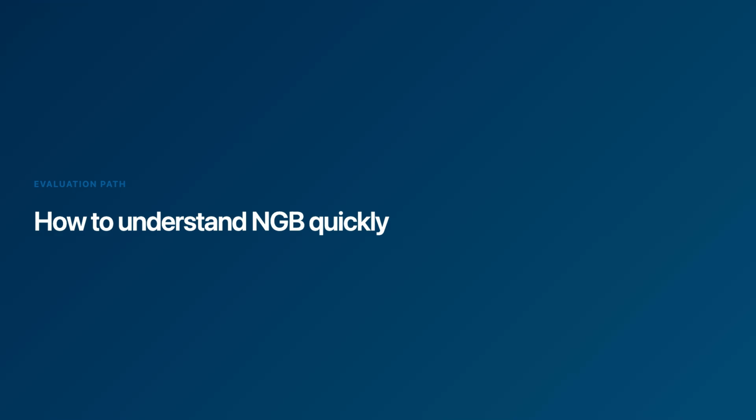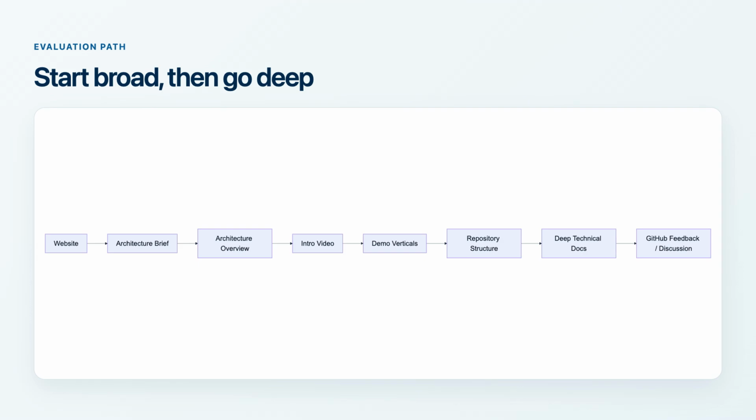If you want to understand NGB quickly, the best path is to start broad and then go deep. Start with the website to understand the positioning. Then read the architecture brief and architecture overview. Watch the intro video, explore the demo verticals, and then look at the repository structure. After that, the deeper technical documentation explains the runtime, posting engine, registers, reporting subsystem, and Postgres model.